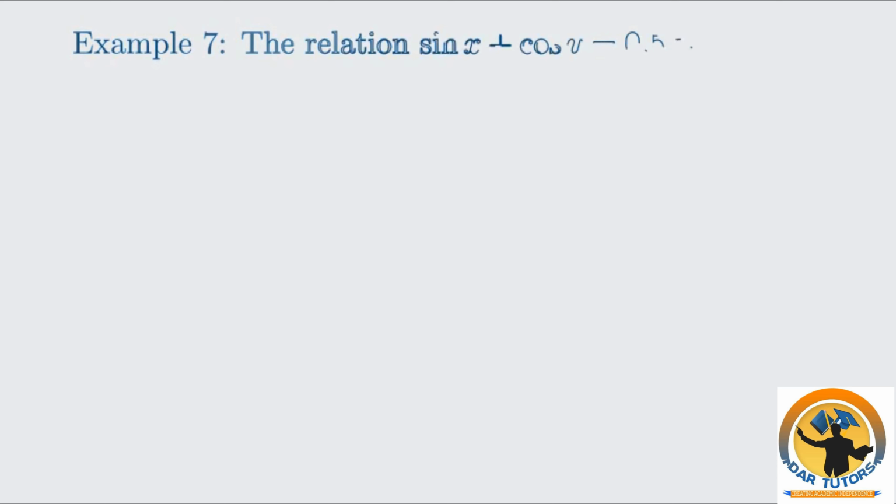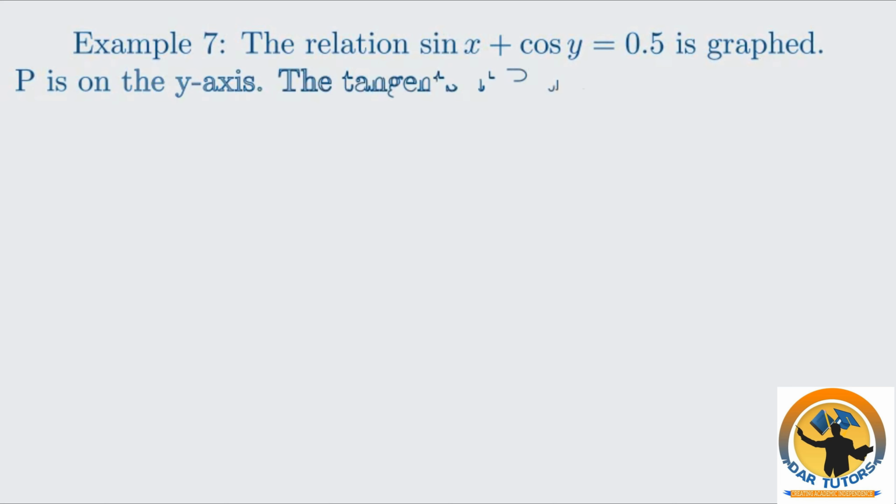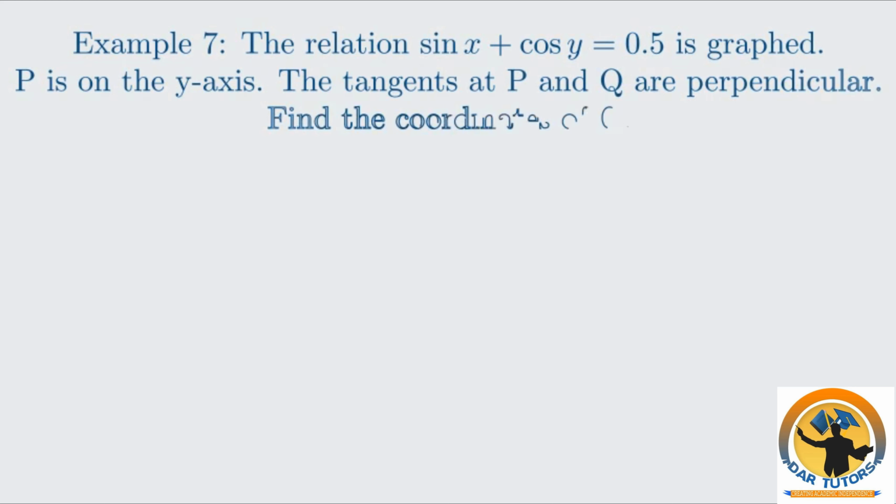Let's conclude with a problem that combines implicit differentiation with the concept of perpendicular tangents. We have the relation sine x plus cosine y equals 0.5. We are given 2 points, P and Q, on the curve. P is on the y-axis, and the tangents at P and Q are perpendicular. We need to find the coordinates of Q.